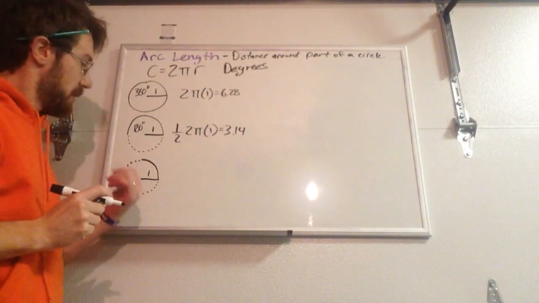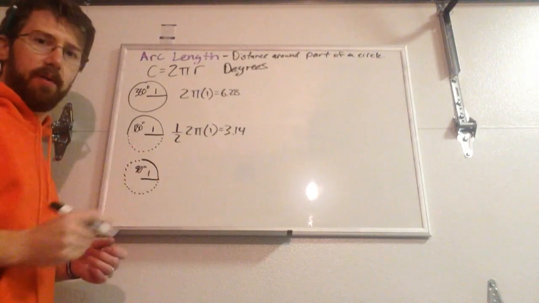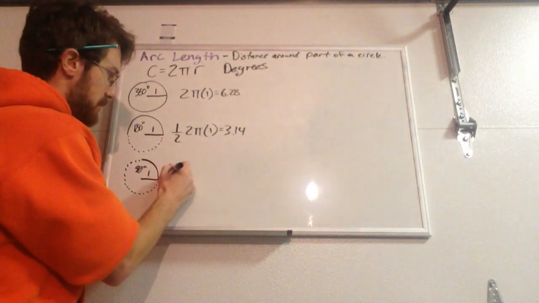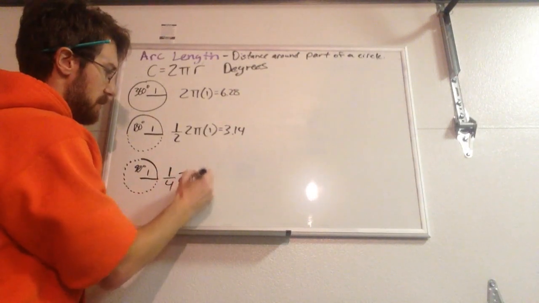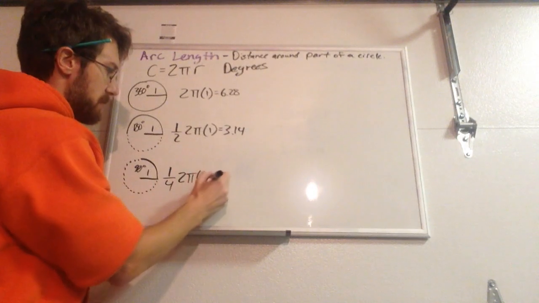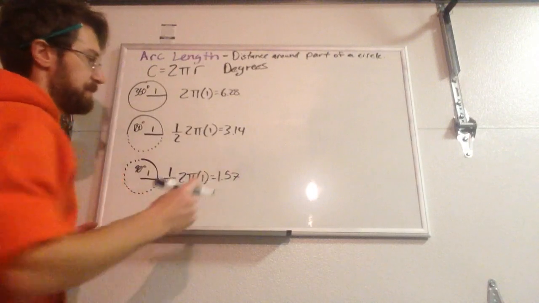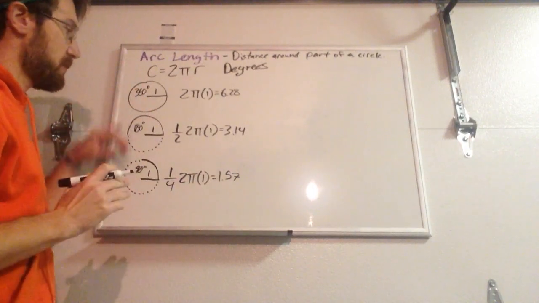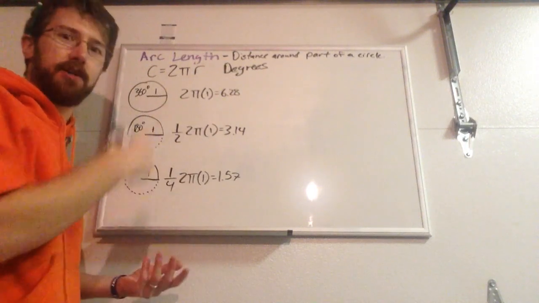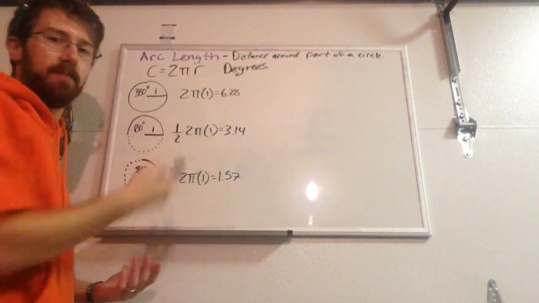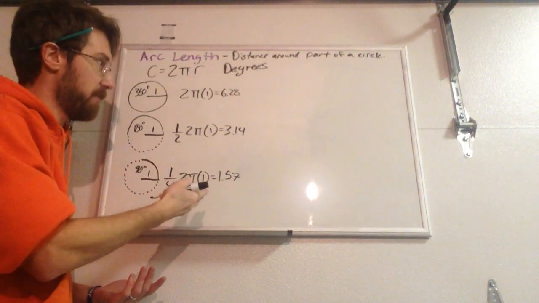Third scenario is a 90 degree arc, or 1/4 of the way around the circle. Well, if it's 1/4 of the way around the circle, I'm going to do 1/4 times the circumference, which is 2 times pi times the radius, and in this case we get about 1.57. So those are 3 scenarios where they're fairly easy ones to figure out what the fraction of a circle is. 180 is half, so you multiply it by half. 90 degrees is 1/4, so you multiply the circumference by 1/4.